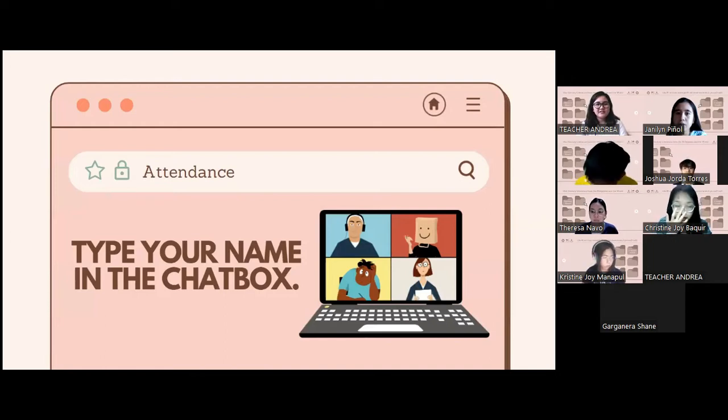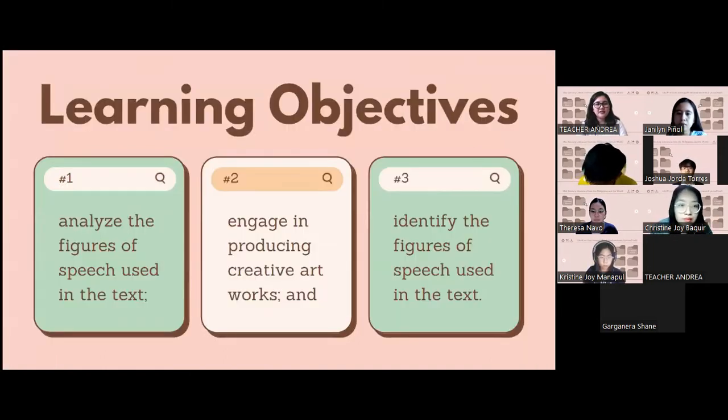So as we officially start, let us know our learning objectives for today. When the class ends, I will be expecting you all to analyze the figures of speech used in the text. Number two, engage in producing creative artworks. And for the last, identify the figures of speech used in the text. I believe figures of speech are very familiar to you since you have discussed them during your junior high school.